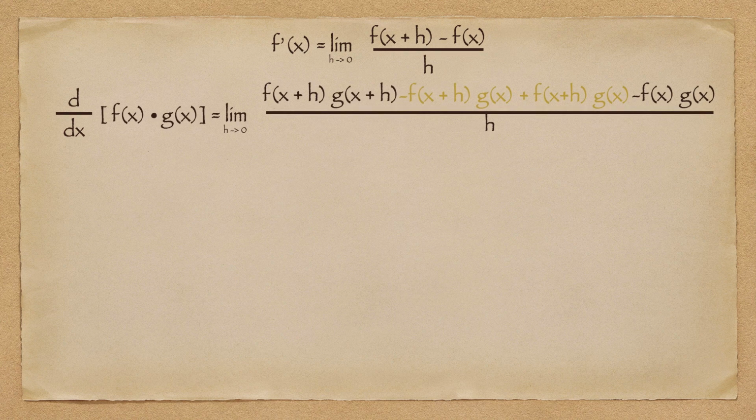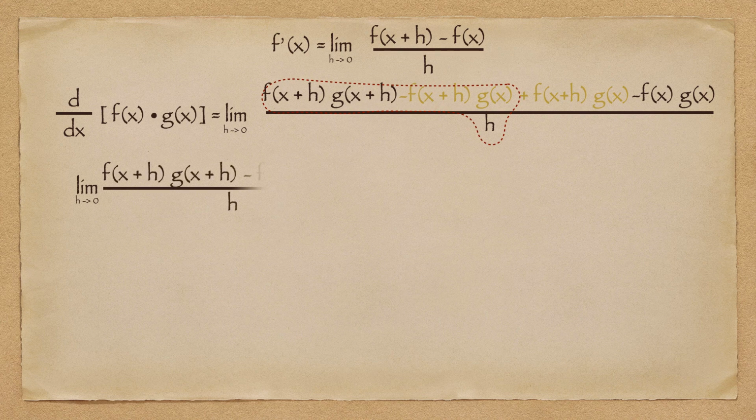Okay. Now we're going to take this part of the equation and split it up into its own limit, because that's just limit properties, right? Limit of f of x plus h times g of x plus h minus f of x plus h, g of x. Notice all I did there was take that bit of the equation and put it in its own limit function. Now I'm going to take that other part of the equation and put it in its own separate limit. So, let's do that.